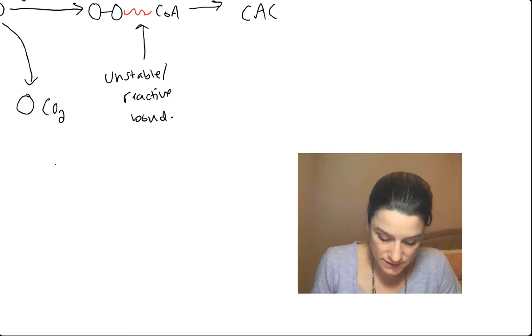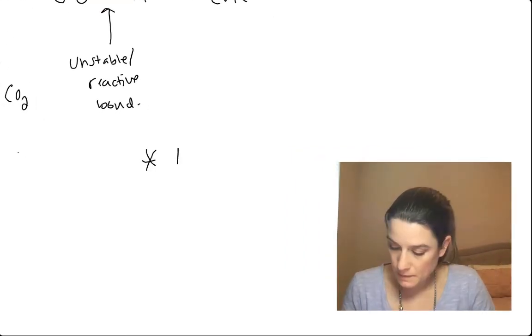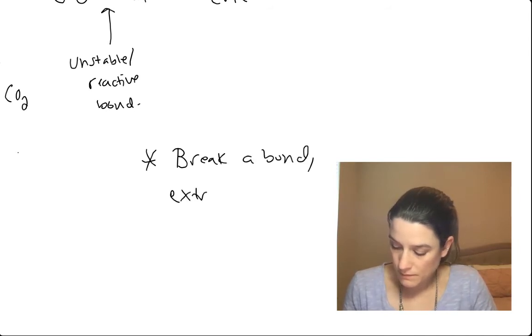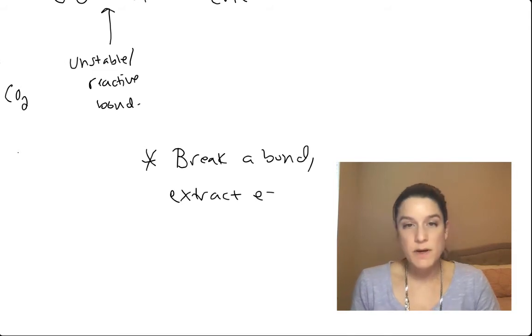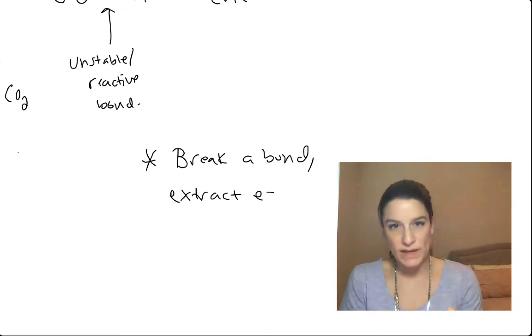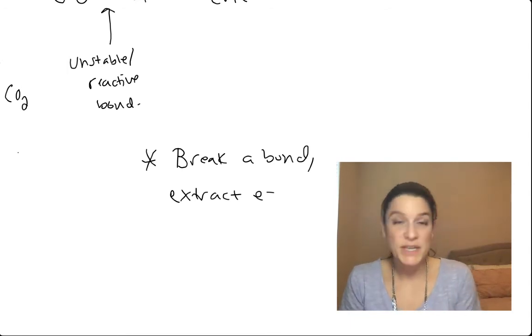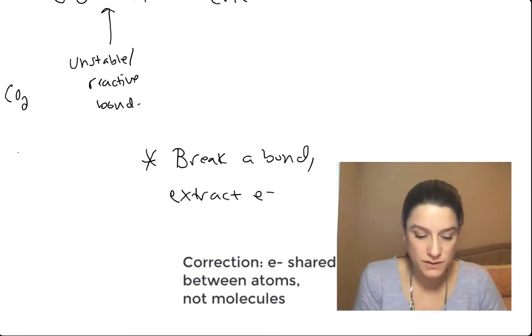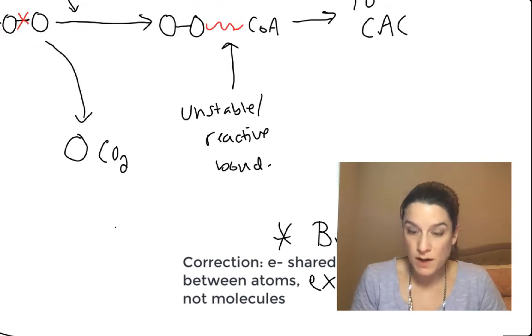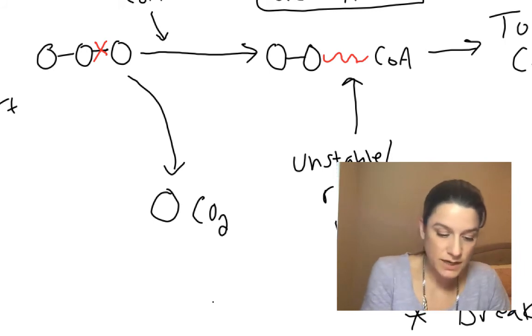Another thing that happens is a second big idea: break a bond, extract electrons. During the process of breaking that bond, electrons can be transferred, because remember, the bond is just electrons being shared between atoms. These are all covalent bonds. So you'll notice here we broke a bond, right? That's what we were doing. So what does it mean? Break a bond, extract electrons.